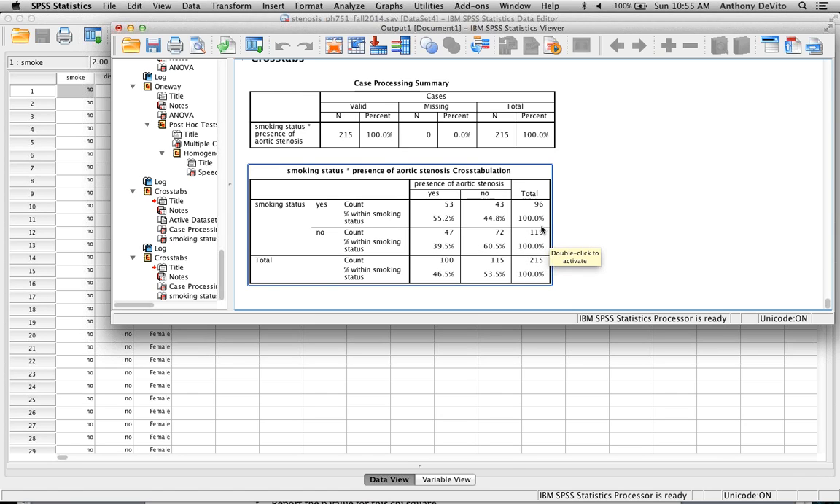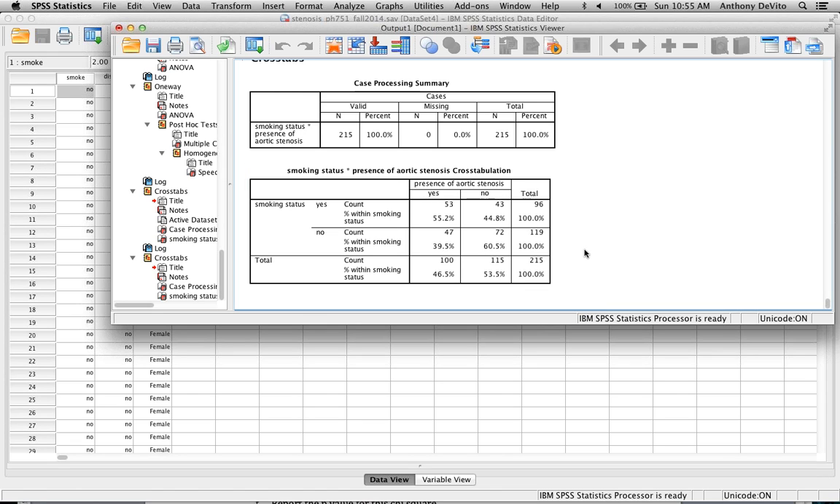Well, in fact, we have measures of risk that we can describe two ways. We can describe it as risk and relative risk, or we can describe it as odds or odds ratio. If I look at this data right now, the risk of having stenosis if you're a smoker is 53 over 96, or 55%. The risk of your having stenosis if you're a non-smoker is 47 over 119, which is 39%.